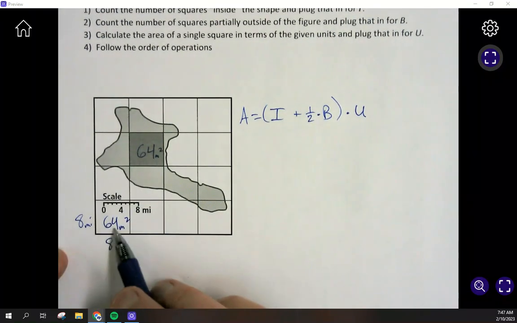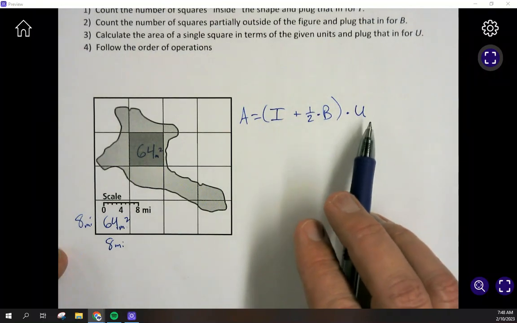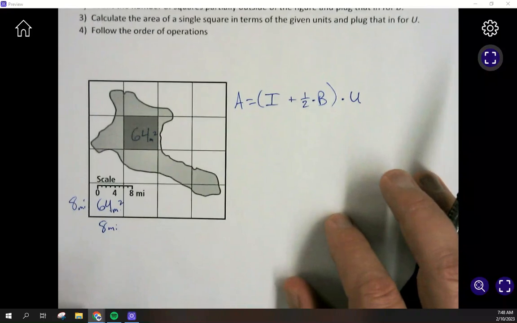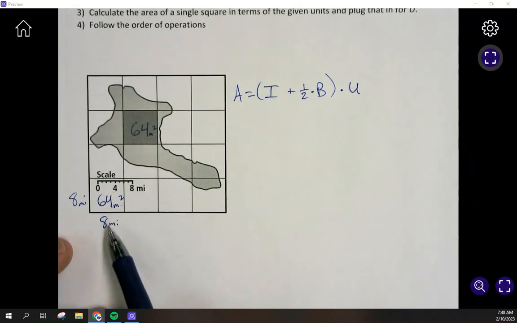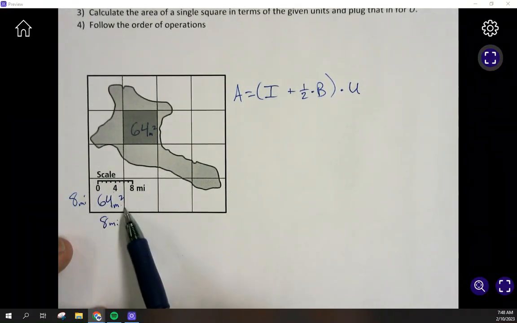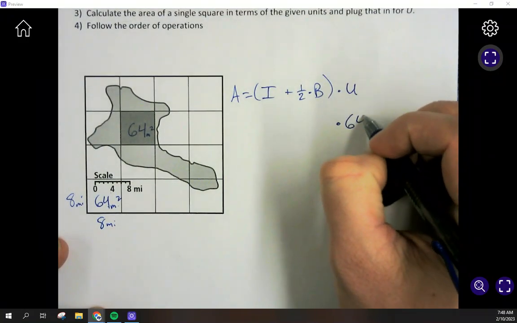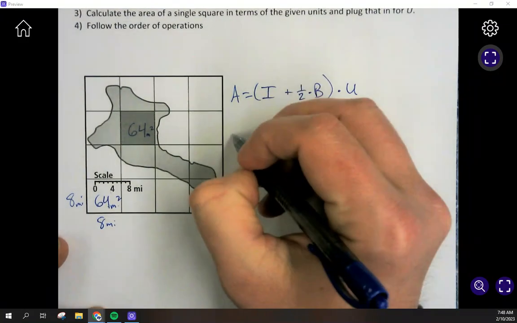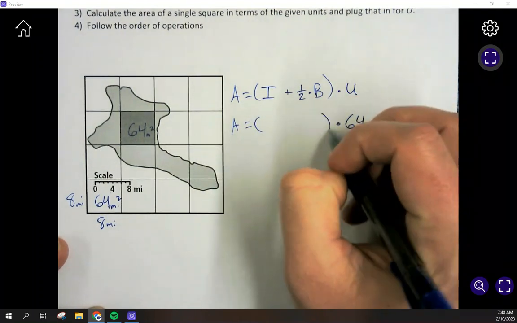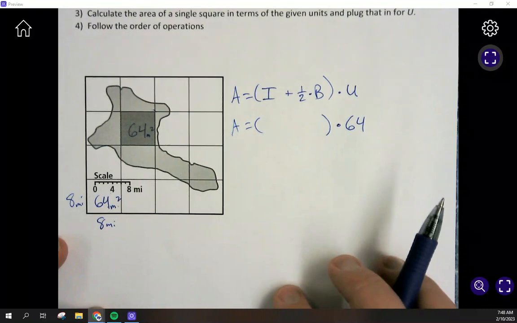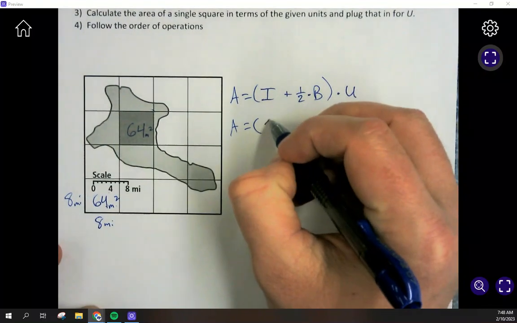Now that number 64 goes in for U. U is the area. If you forget, it's always up here. Area of one of the squares. So every square in this picture represents an 8 by 8 square, 64 square miles. So U is going to be 64. The total number of squares that are inside, they've done the shading here for you, is just 1.